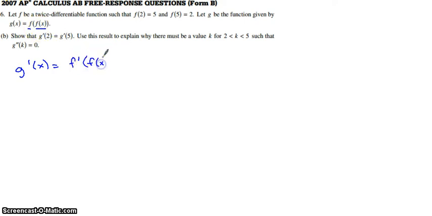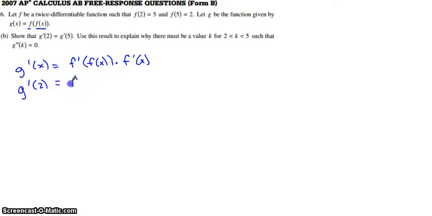So we have f prime of f of x, and then finish the chain rule, multiply by the derivative of your inner function. Your inner function is f of x and has a derivative f prime. So here's g prime of x. You want to show that g prime of 2 equals g prime of 5. So take a minute to compute g prime of 2.